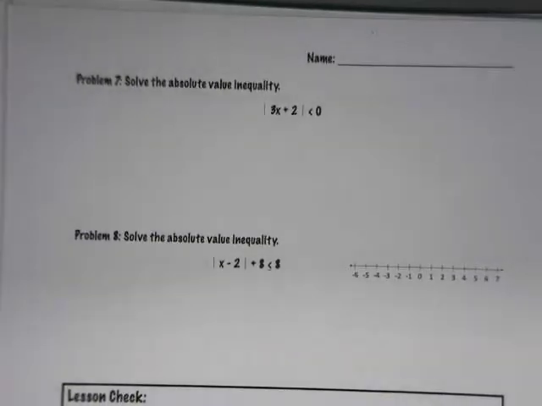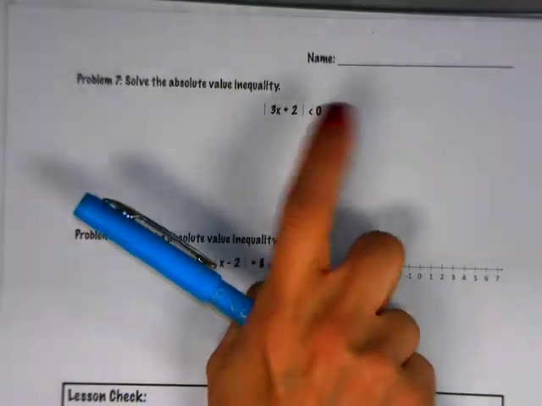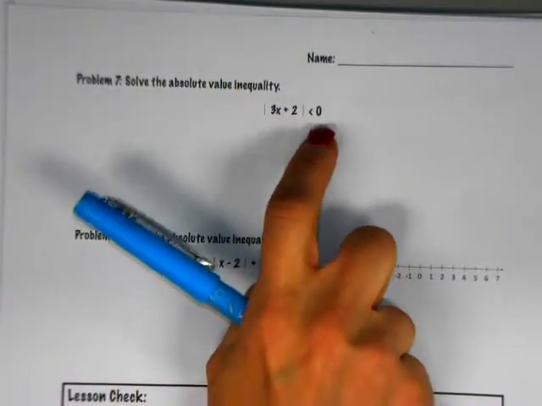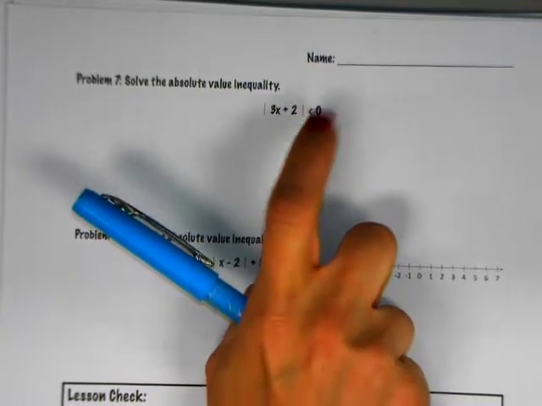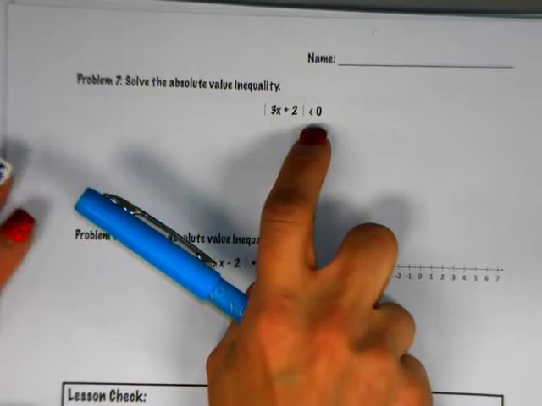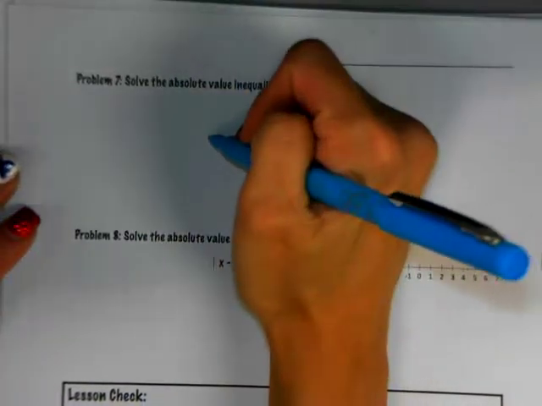All right, problem 7. Is the absolute value by itself? Yes. We have 0 or a negative, so think about it logically. Less than 0. Is that all positives or all negatives? All negatives are less than 0, right? So what do we think? Yep.